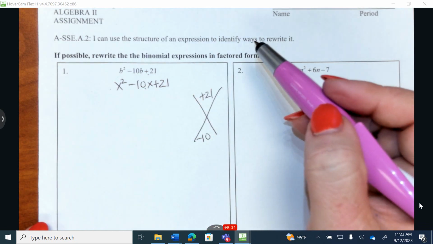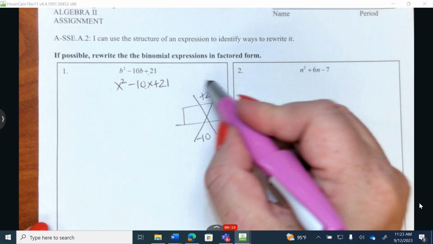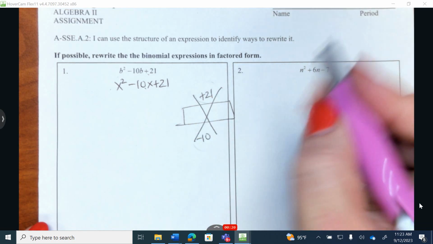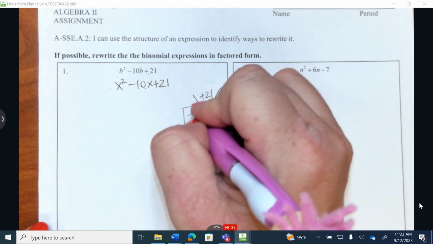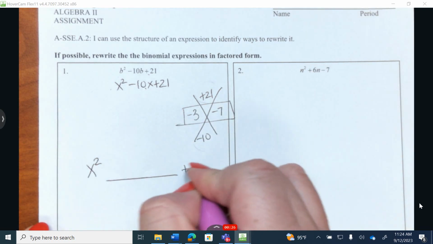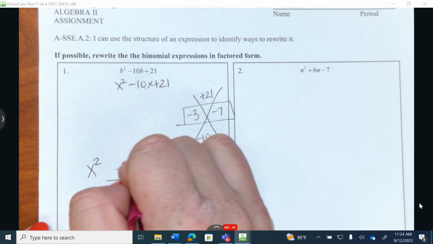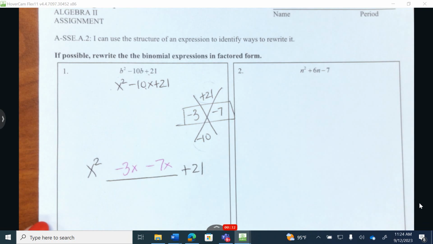Remember, this is the AC by grouping method. I want to come up with a combination that multiplies to equal positive 21 and combines to give us negative 10. So negative 3 and negative 7. So x squared plus 21. Now in the middle, it doesn't matter which order I write these: negative 3x and minus 7x.